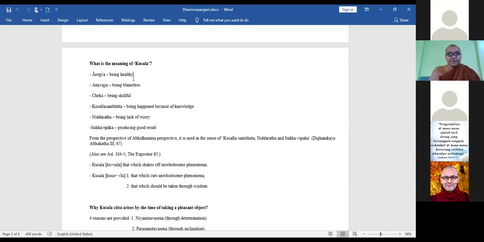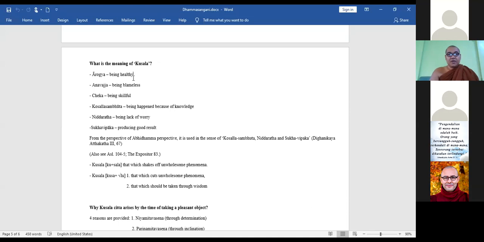But Cheka and Kosala Sambuddha are mostly quite similar, even though the words are different. To be skillful is to be a knowledgeable person. Only when we have knowledge do we have the most potentiality to do good things, right? So that's why Cheka and Kosala Sambuddha, the meanings of kusala, are quite similar.